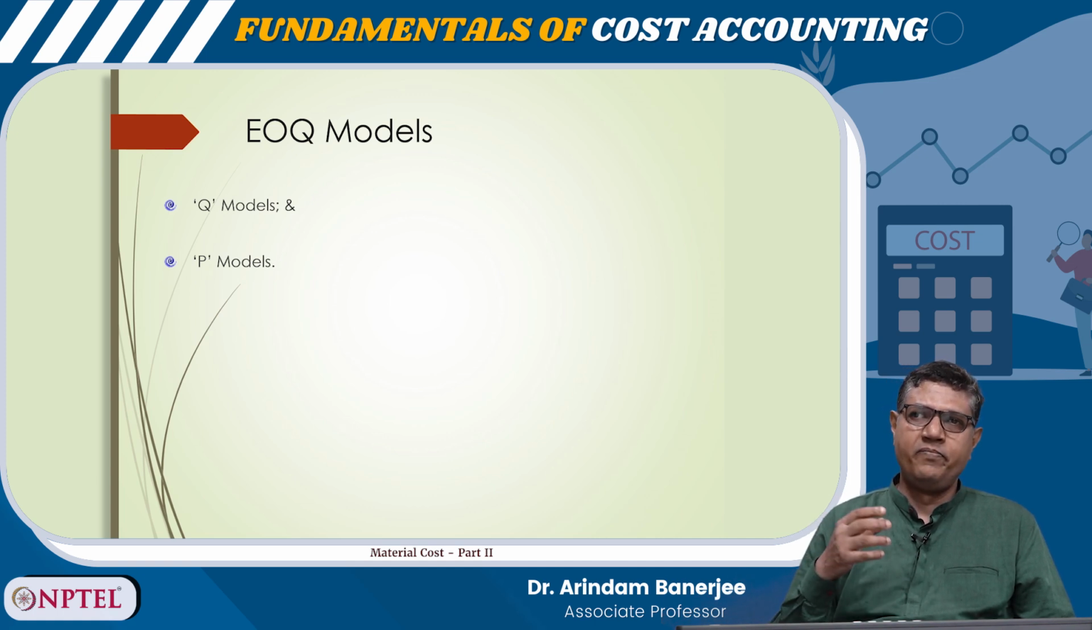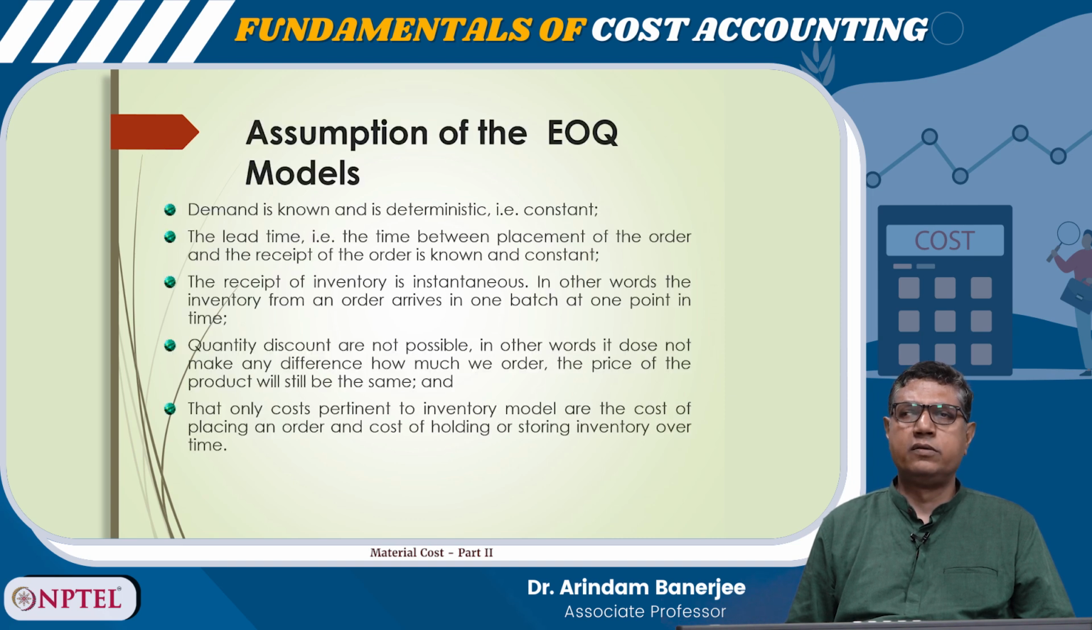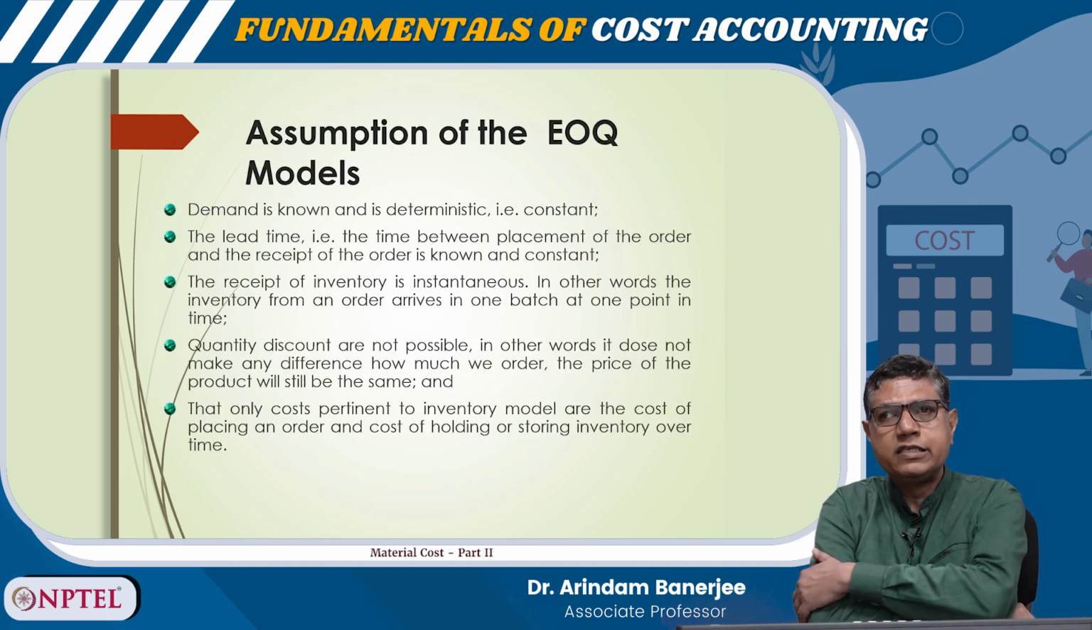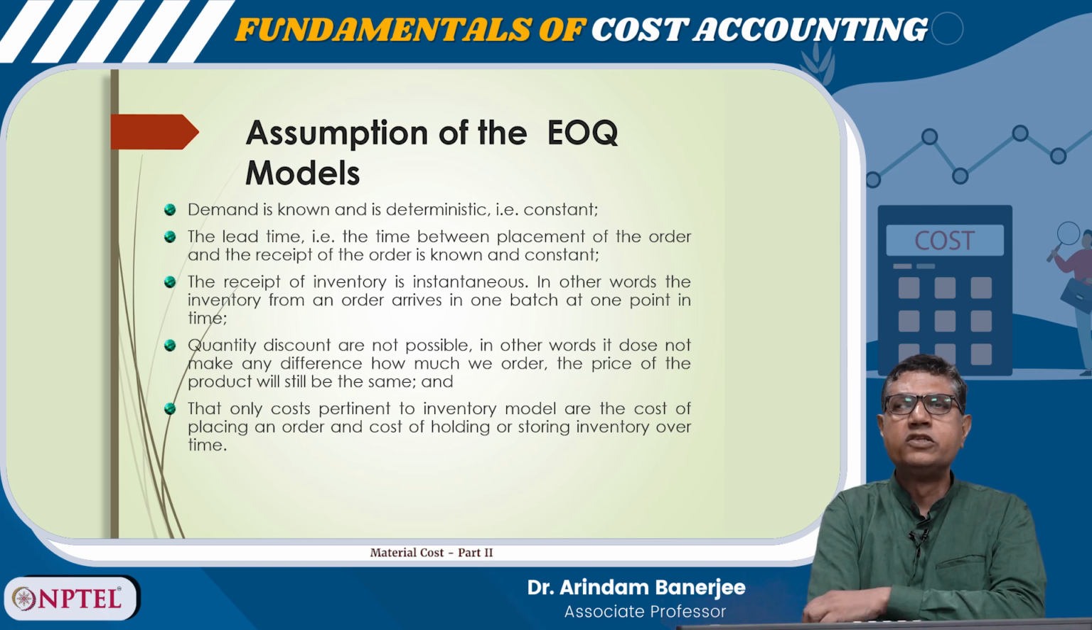So, what should be the ideal quantity at which it should be ordered. So, there are two models, right. One is called the Q model, the other one is called the P model. We will discuss both, right.